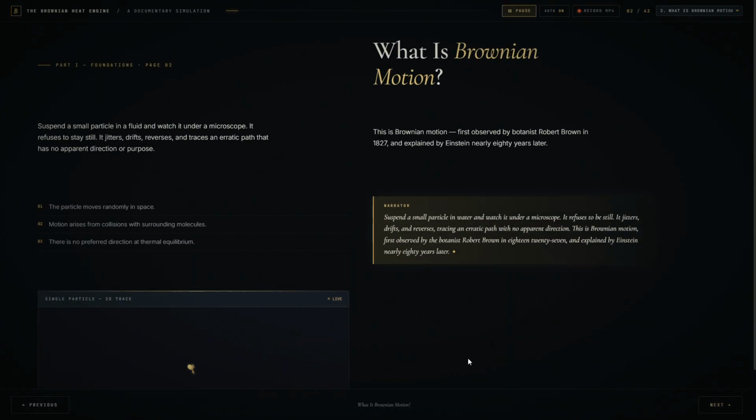Suspend a small particle in water and watch it under a microscope. It refuses to be still. It jitters, drifts, and reverses, tracing an erratic path with no apparent direction. This is Brownian motion, first observed by the botanist Robert Brown in 1827, and explained by Einstein nearly 80 years later.